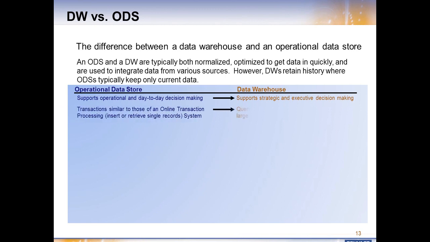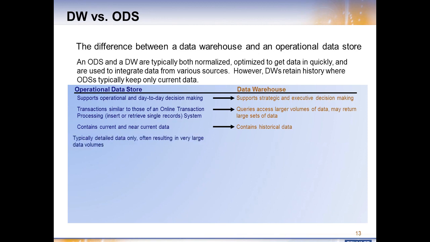The ODS, typically it's day-to-day decision making, as opposed to data warehouses where it's more strategic and executive decision making. In other words, with an ODS, you want to know what's happening right now. I need an answer. You know, how many people do I have on my production line? Versus data warehousing, where you may be asking, well, in general, what was the average number of people I've had working on the day shift for the last 6 months? A data warehouse would answer that question as opposed to an ODS.